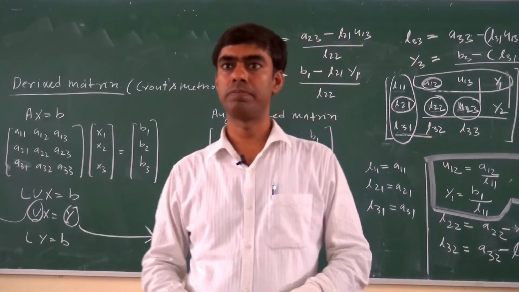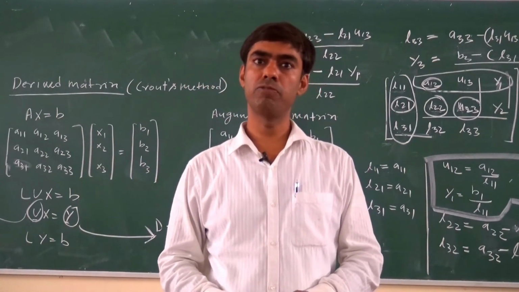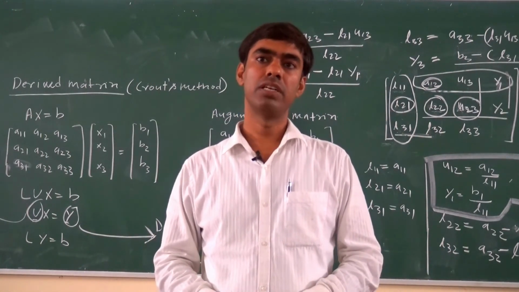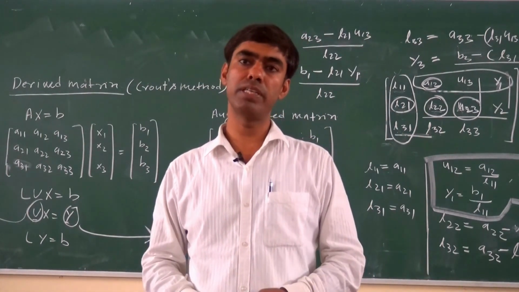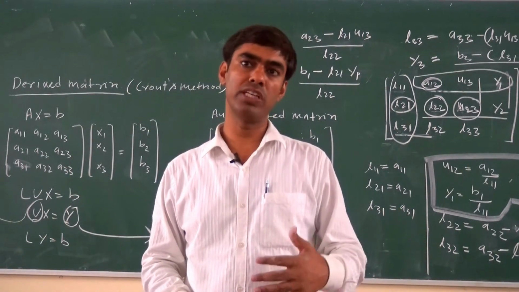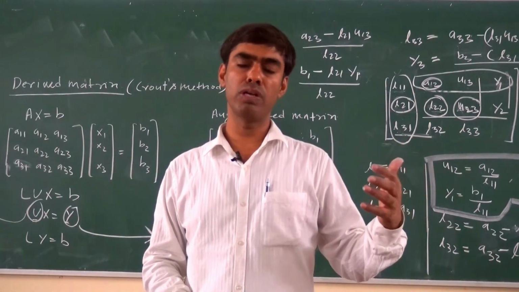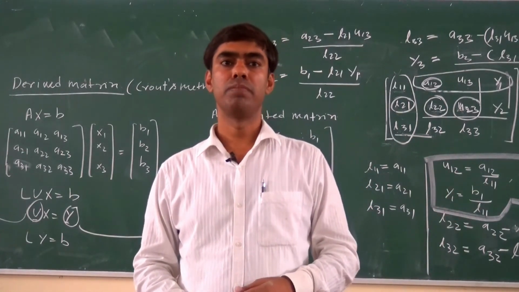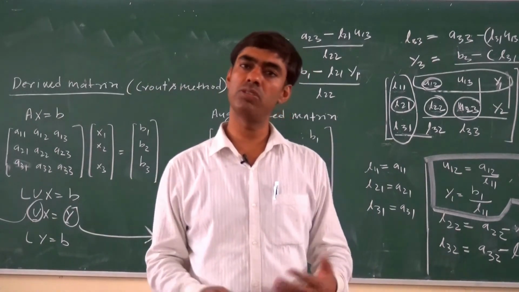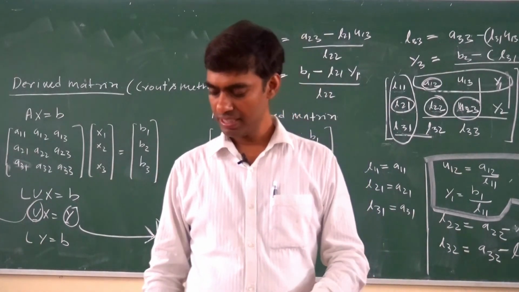There is also a drawback of Crout's method. You cannot apply Crout's method if any diagonal element becomes 0. Because if any diagonal element becomes 0, you cannot find the remaining elements of the corresponding rows. If L11 is 0, then you cannot find the derived matrix, U12, U13 and Y1. If L22 is 0, you cannot find them. If L33 is 0, you cannot find them. So this is a drawback.